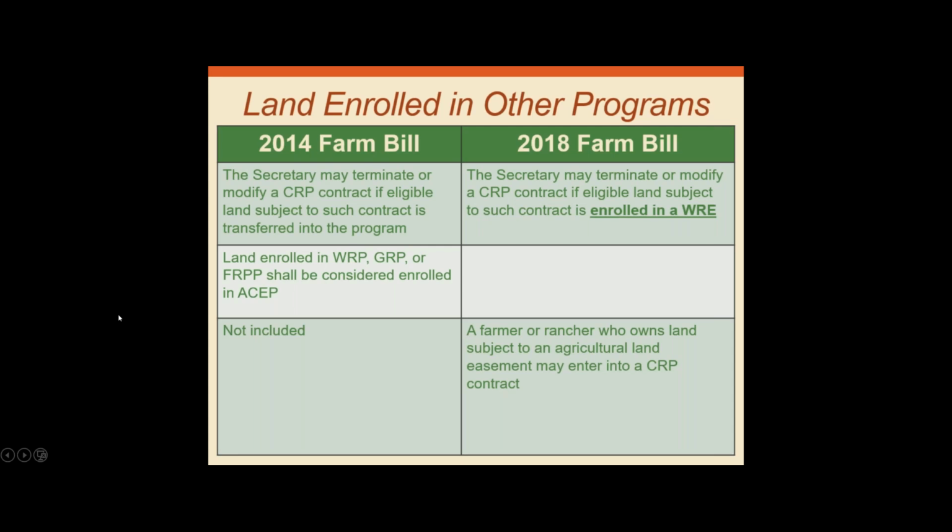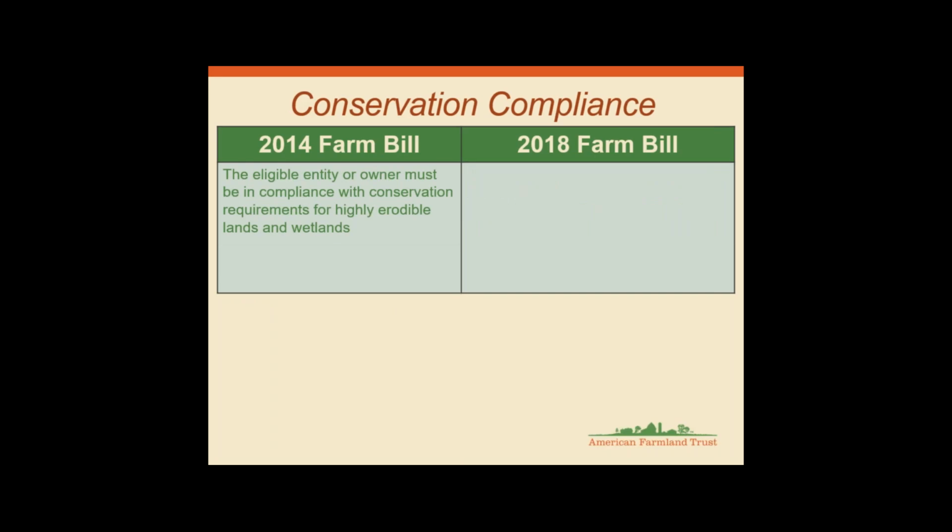There are also some slight changes in the land enrolled in other programs. Most important for ASAP-AL is just noting that if land is subject to an agricultural land easement, it may still be entered into a conservation reserve program contract in some cases. And there are not any changes to the conservation compliance requirements to protect wetlands and highly erodible lands.